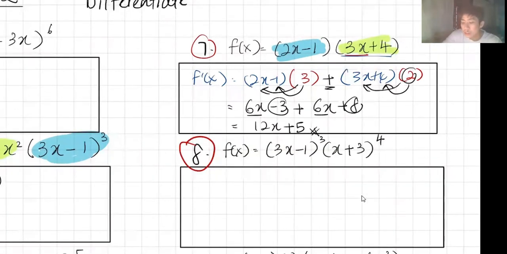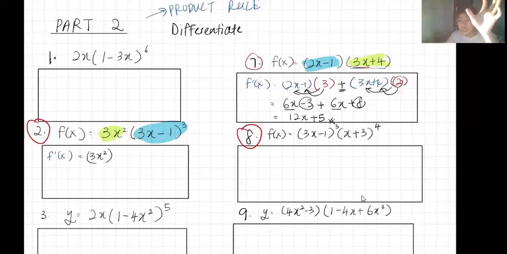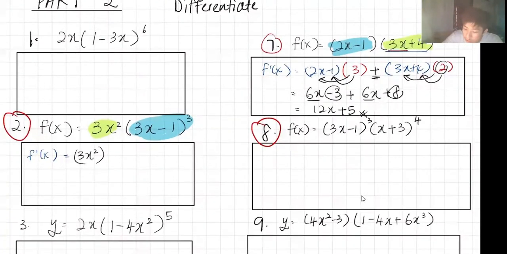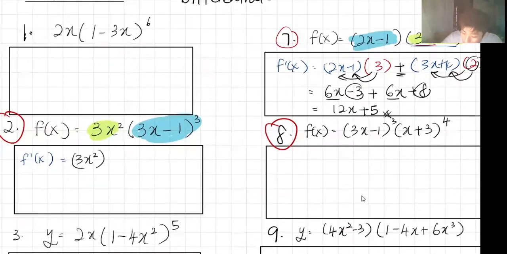Basically, copy the first, differentiate the second, plus, don't forget it's a plus, then copy the second, differentiate the first. You can remember it like this. So coming back to this question, I copy the first, then I differentiate the one behind. How do I differentiate this chunk of thing? Don't forget, this is actually the power chain rule. When you have a bracket to the power, it's the power chain rule.